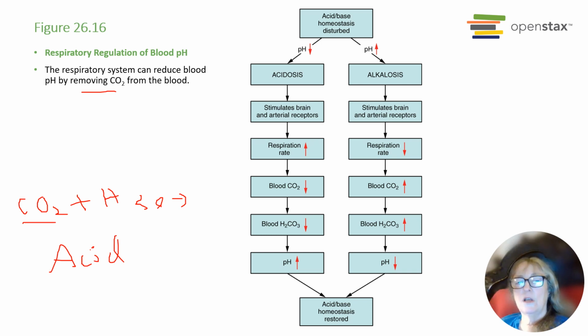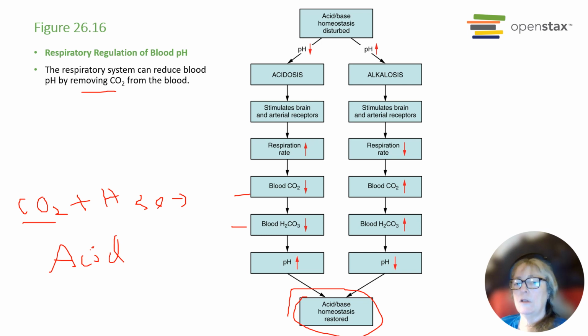With acidosis, you've got pH too low, and I believe I have something on the next slide that goes into this more. It stimulates receptors in the brain and in the arteries, and this causes an increase in respiration rate. That causes you to decrease CO2, which decreases carbonic acid, because water mixed with CO2 gives you carbonic acid. By doing that, if you had an acidosis, you're going to raise the pH, so it's going to go towards more alkaline, or more towards normal. So homeostasis is restored. Yay, body saved again.